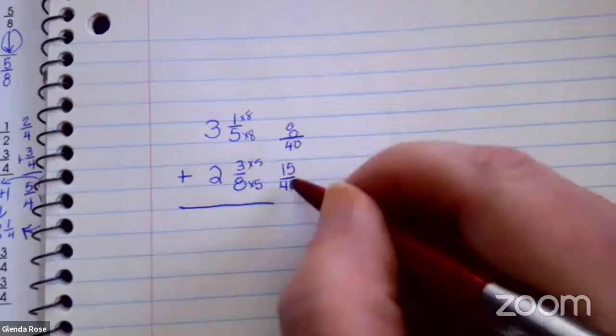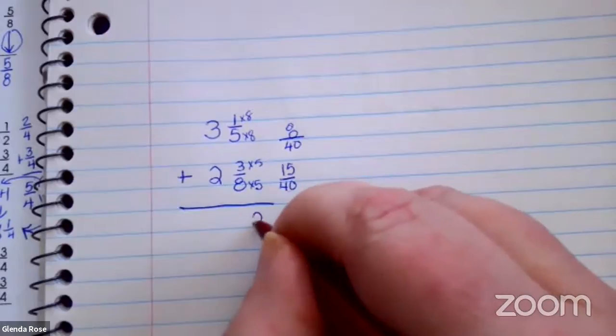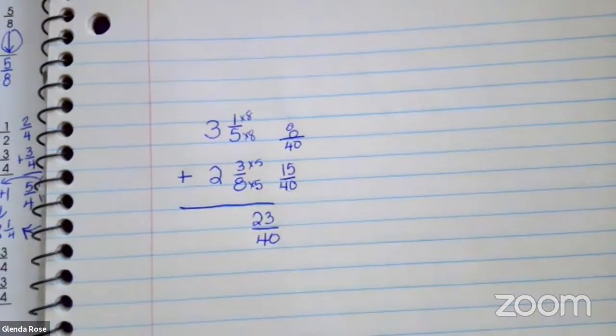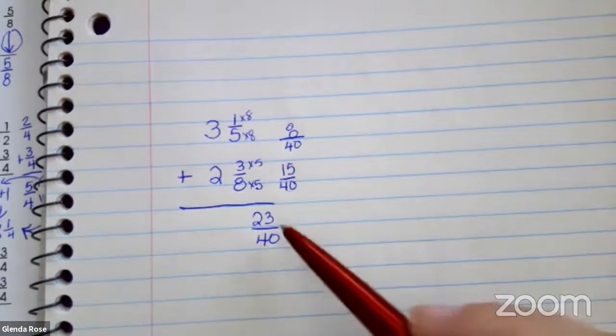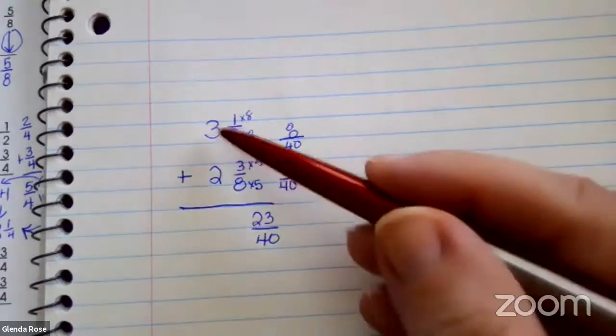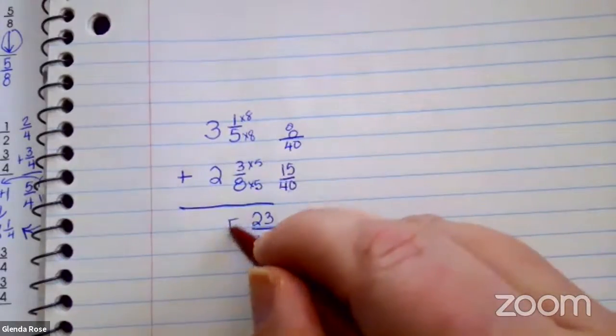So if I add these two first, we always add the fractions first, we get 23 over 40. That is not an improper fraction because the number is smaller on the top and you can't reduce it any, so it's good to go. All we need to do is add 3 plus 2 and we get 5.